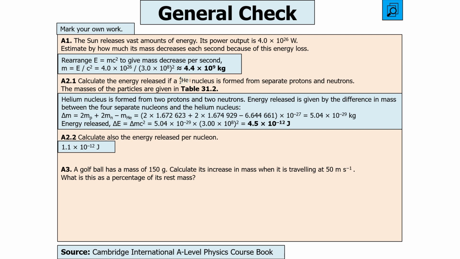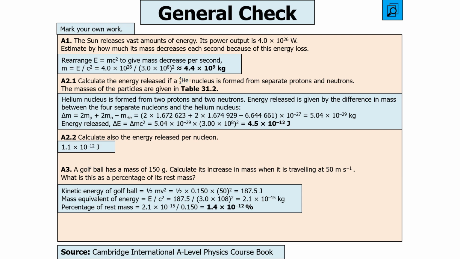In this next question, the kinetic energy of a golf ball is a half mv squared, so it's a half times the mass in kilograms, 0.150, times 50 squared, which is 187.5 joules. The mass energy equivalent of the ball is m equals E over c squared, so it's 187.5 over c squared, which is 2.1 times 10 to the minus 15 kilograms. Then find the difference as a percentage of its rest mass, which is 0.150 kilograms.